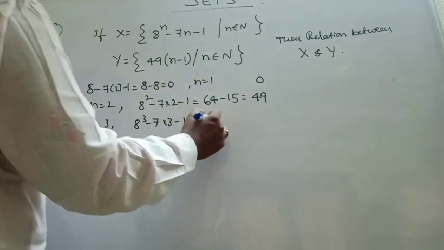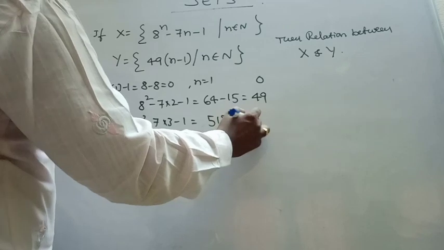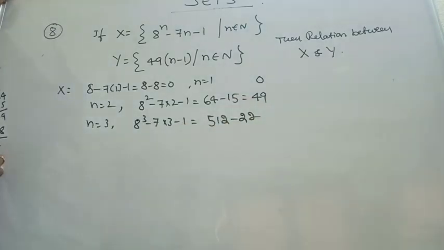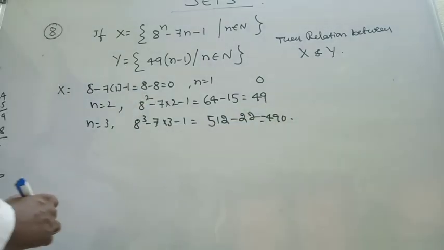512 minus 22, since 7 into 3 is 21, minus 1 gives 22. This is equal to 490 here.